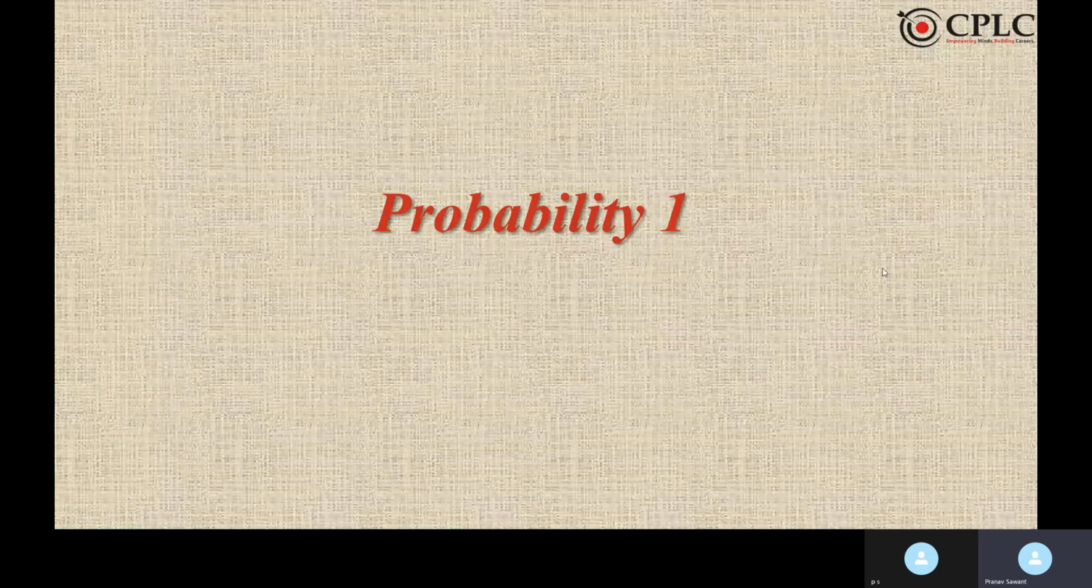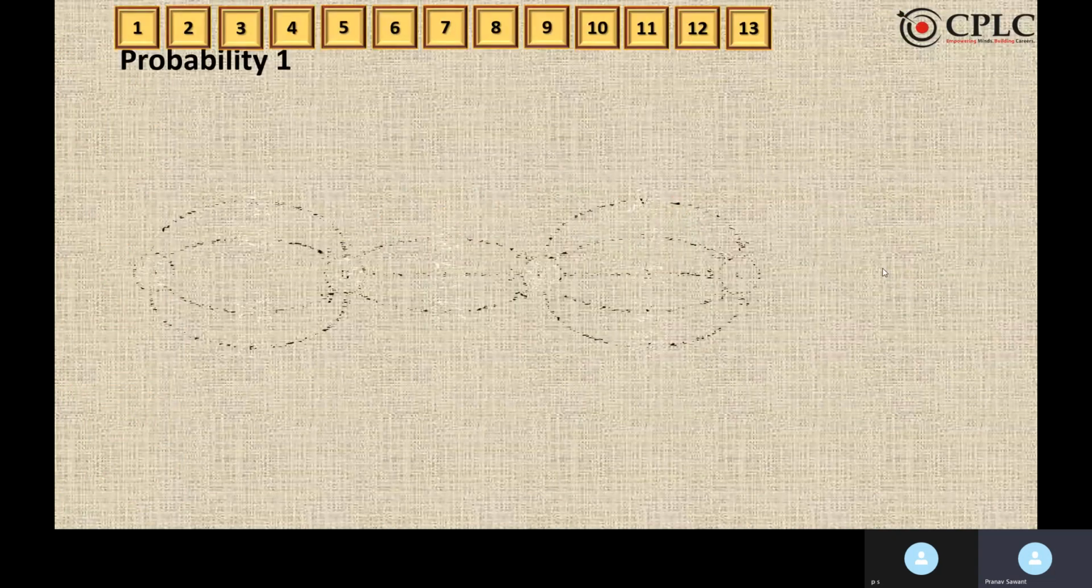Hi guys, so today we are going to start with probability 1. So let's move to the first question.